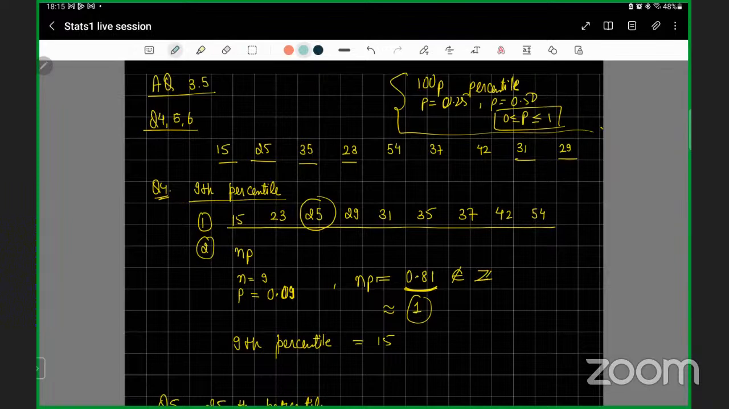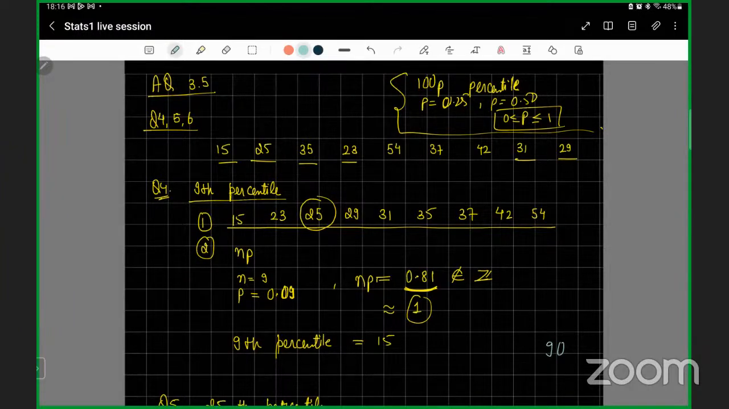Like you must have heard in exams that this person is in the 99th percentile or 90th percentile, right? What does it mean if marks are at, let's say, the 95th percentile? It means 95% of the marks that are scored are less than or equal to this. So this is what we are saying by 100p percentile.